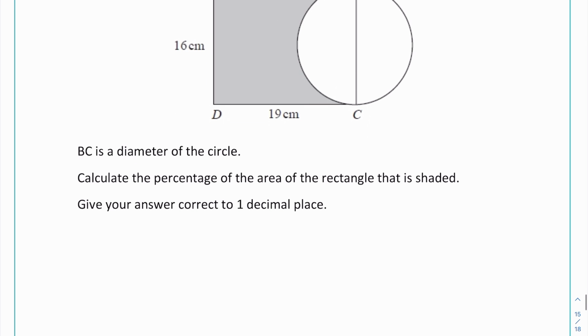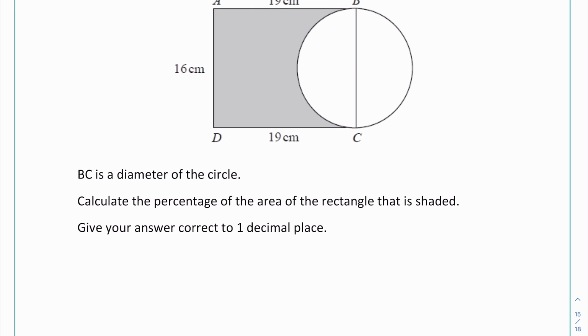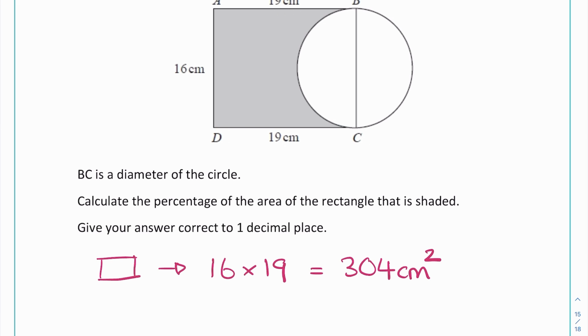Well, there's something really quick and easy that we can work out here, and that's the area of the rectangle. So if I draw a rectangle, just so I can show exactly which shapes I am working out here, I've got 16 multiplied by 19. I'm going to type that in on the calculator. 16 times 19 is 304. This is in centimetres, so that's centimetre squared.